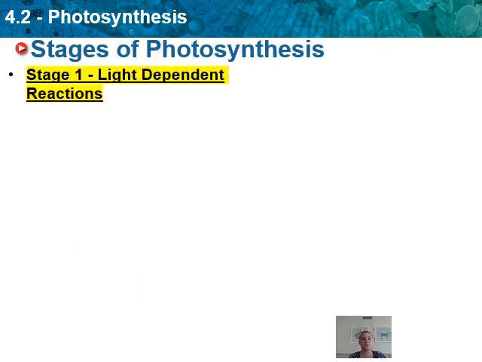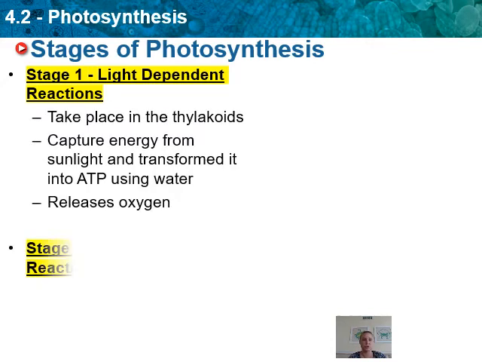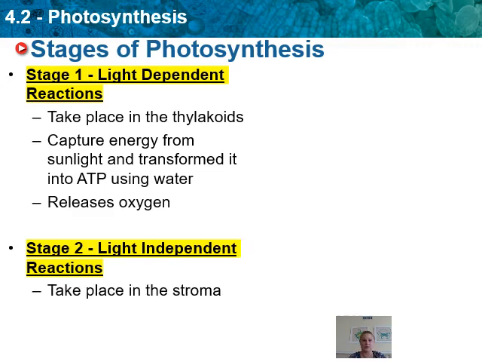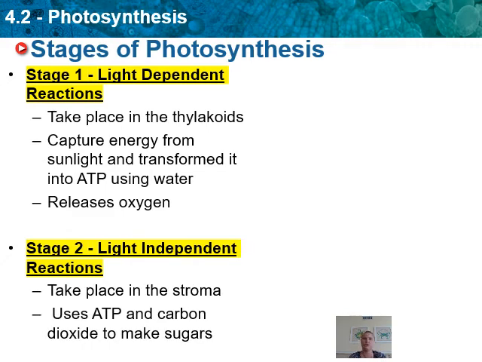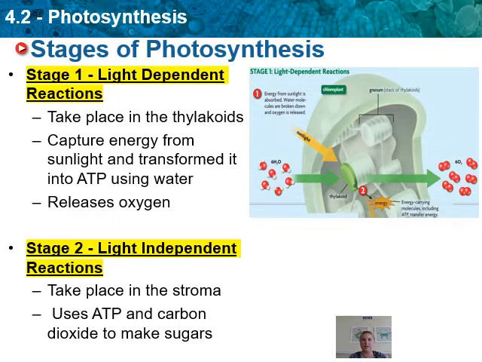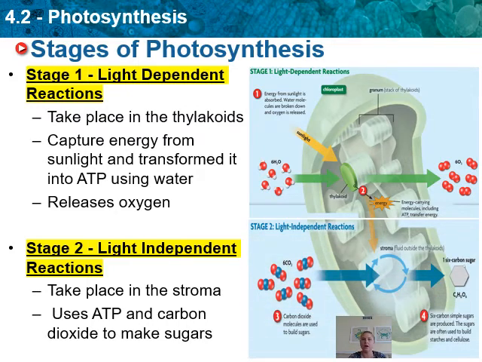And we have a couple of stages we're going to talk about. We have stage 1, which is the light-dependent reaction. And then stage 2, which is the light-independent reaction. Independent because it does not need light. The first one, stage 1, the light-dependent reaction, takes place in these thylakoids, those little stacks that look like baby pancakes. They capture the energy from the sunlight and transform it into ATP using water. And this process actually releases the oxygen. Our second part, the light-independent reaction, takes place in the stroma, the fluid inside the chloroplast. It uses ATP and carbon dioxide to make sugar, the glucose molecules.